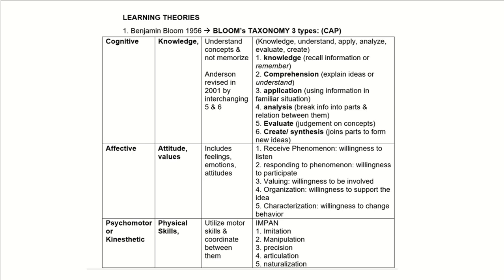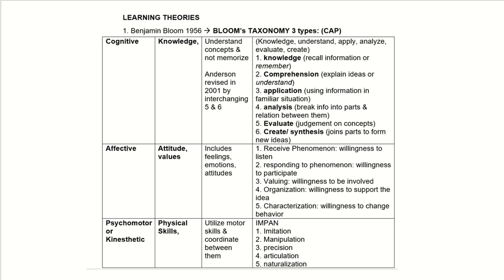The cognitive branch or cognitive domain in Bloom's taxonomy is about understanding concepts and not just memorizing them. Okay, and how we do that? First, we recall the information, then we understand the ideas, or later we apply this particular information in a familiar situation. We break into parts and understand the relation between them, and then we evaluate or judge these concepts, and then we join parts to form new ideas.